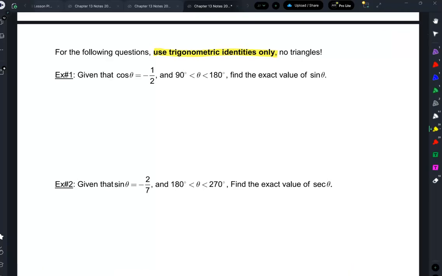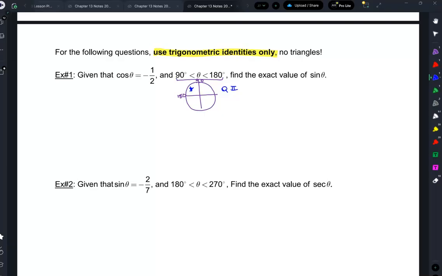We have two pieces of information. One piece of information is this. Cosine is equal to -1/2. Another is this. This tells you where your angle will fall. Okay? So this is 90. This is 180. This is telling us our angle is in this quadrant, quadrant 2. All right? That is important information that you have to figure out before you do anything.